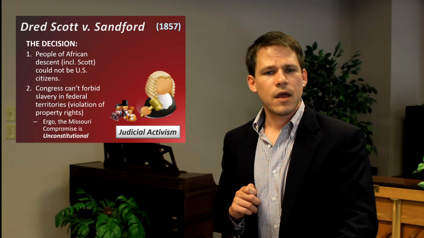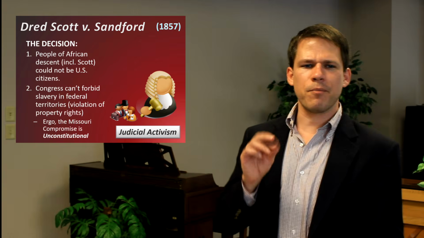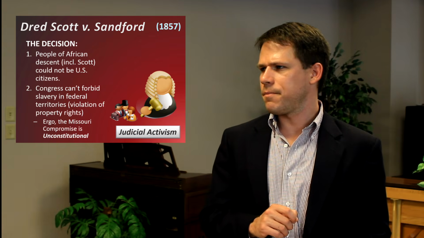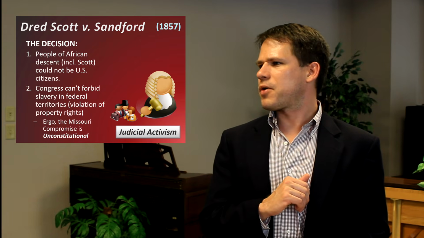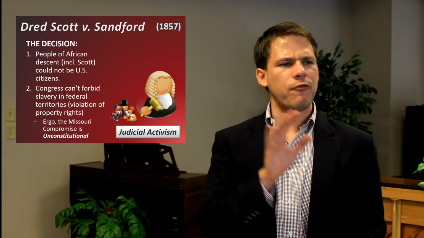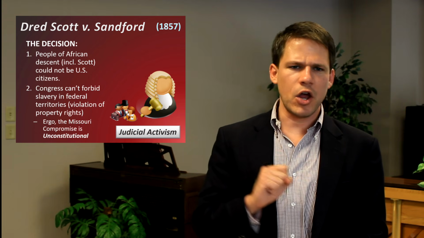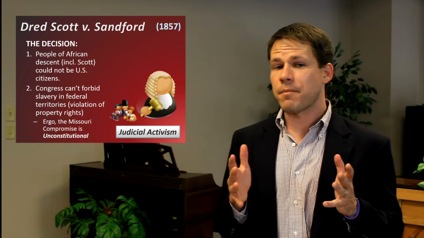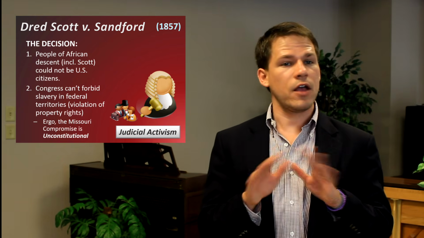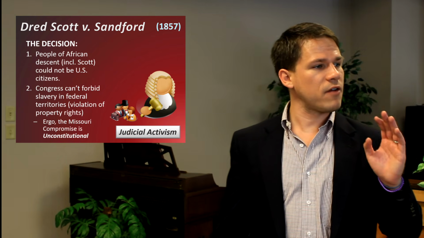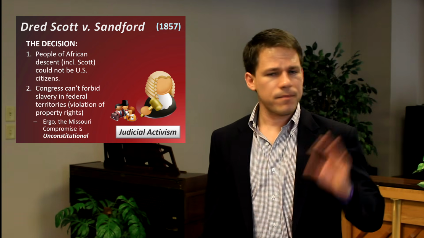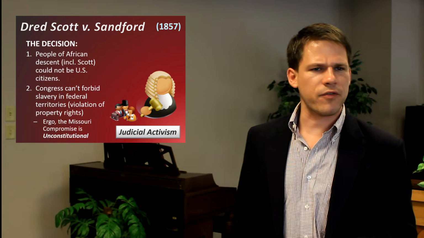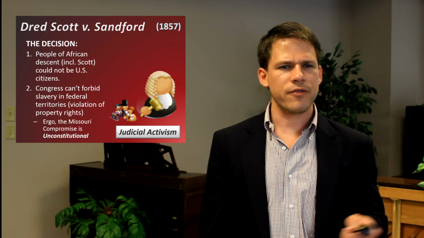Then, Congress cannot forbid slavery in federal territory. This is a violation of property rights. So this whole idea of having free territory, slave territory, no good. And ergo, the Missouri Compromise, which had already been superseded by the Kansas-Nebraska Act, is unconstitutional. So this idea of having any free territory, it's gone. All right, so you had places like Wisconsin, places like that, I guess.